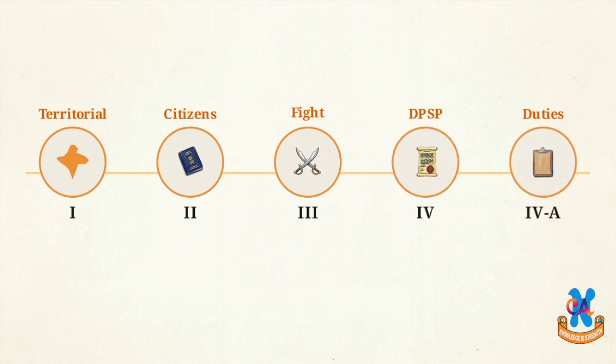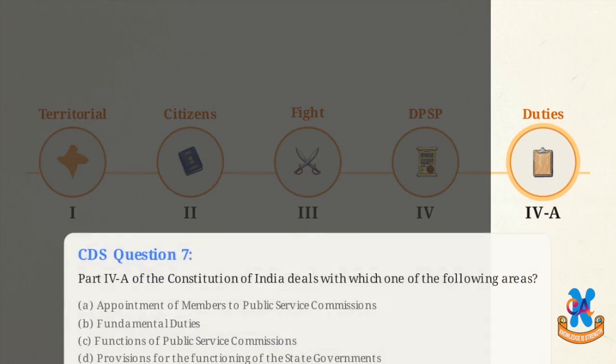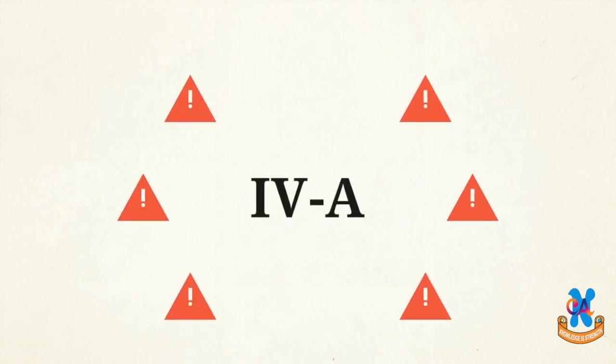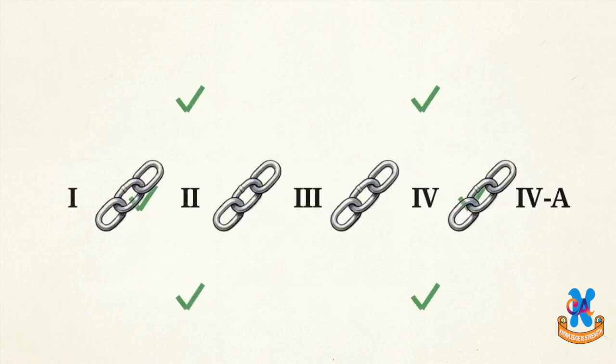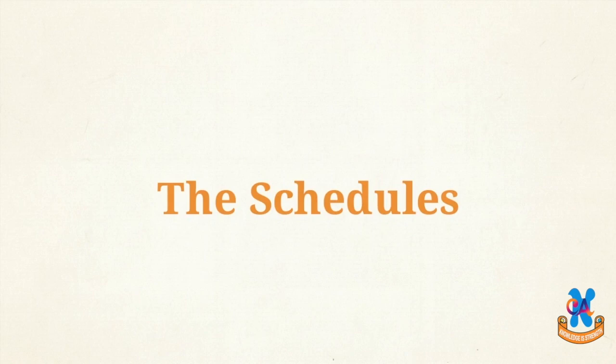Let's test this. What does Part 4A cover? Here is CDS question 7. Because duties is 5th, it maps exactly to Part 4A. Relying on a sequential narrative string is exponentially more reliable under exam pressure than trying to isolate and recall a standalone Roman numeral. Now let's check the inventory kept in these rooms, the schedules.